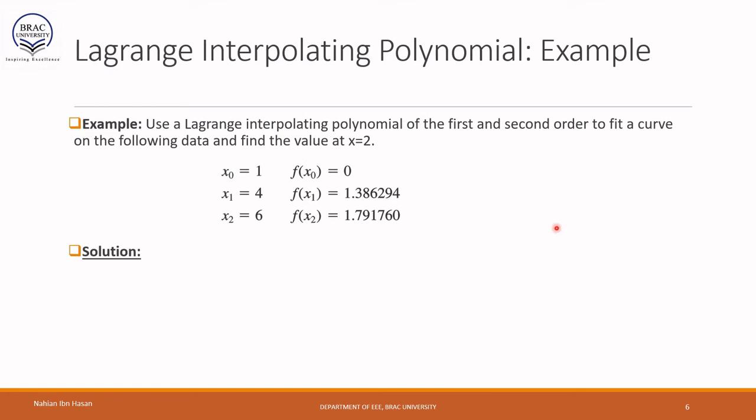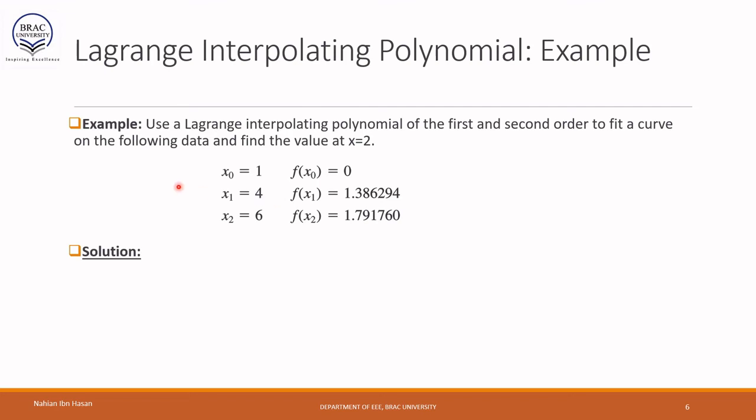We are just given three data points, x0, x1 and x2, and the corresponding function values. So this example looks similar to the case that we have just seen in the Newton's interpolating polynomial example. So the same example we are just covering here using the Lagrange interpolating polynomial. Since we are given three data points, we can at most fit a second order Lagrange interpolating polynomial. So we can at most use the second order case.